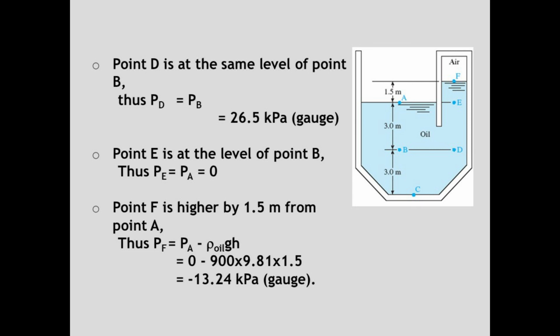Then PF is equal to PA minus rho g h. You need to remember that if the h is going down, then it is in the positive sign. But when the h is going upward, it needs to be in the negative sign. So now PF is equal to PA minus 900 times 9.81 times 1.5. Now you got that the pressure at point F is negative 13.24 kilopascal.